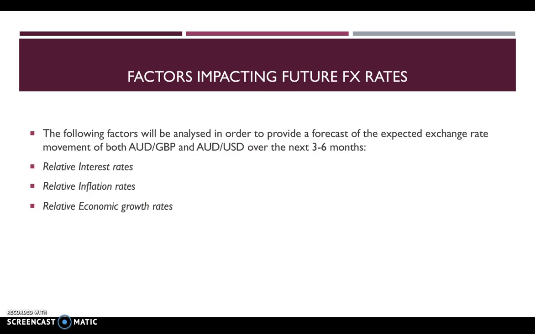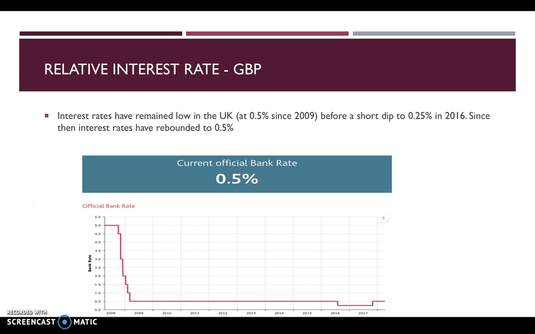Three key economic factors will be analysed, including relative interest rates, relative inflation rates, and relative economic growth rates, to predict whether the Australian dollar is likely to appreciate or depreciate against both the British pound and US dollar over the next 3 to 6 month period.